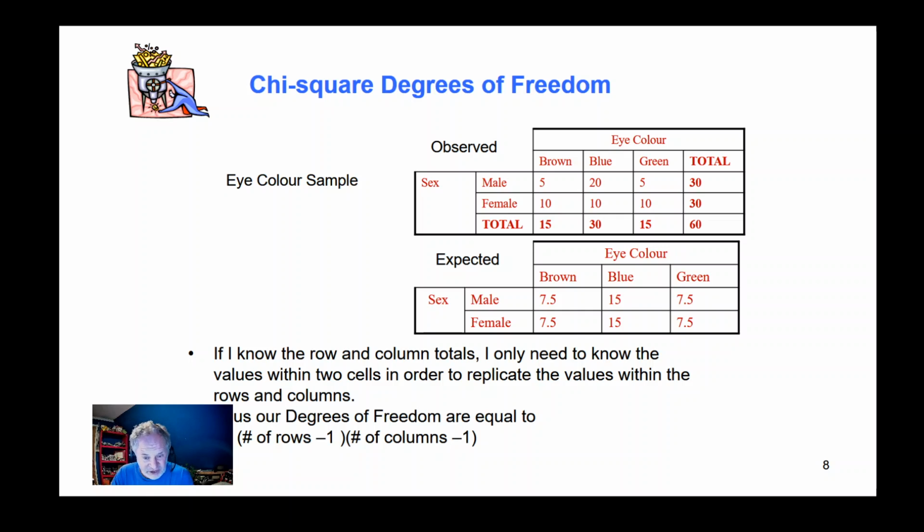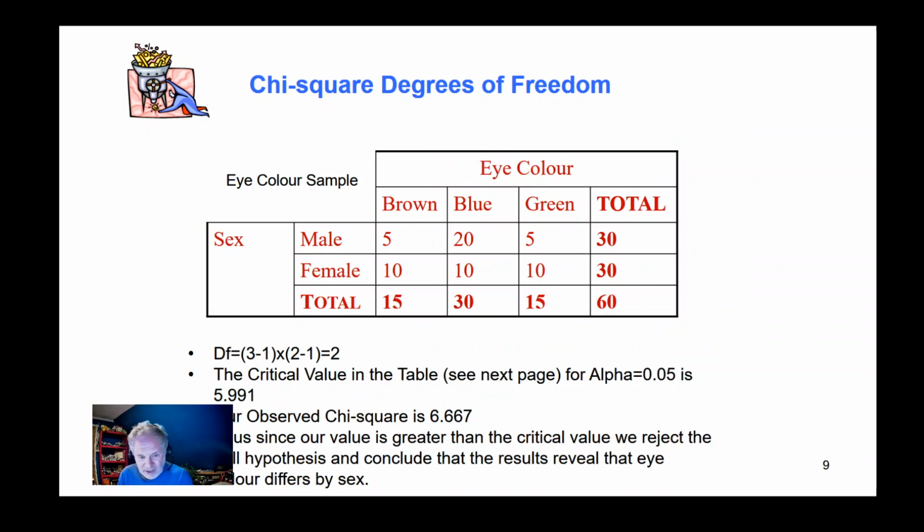The degrees of freedom in this case is the number of rows minus 1 times the number of columns minus 1. I have 2 rows, male and female, so 2 minus 1 is 1. I have 3 columns, the brown, blue, and green. 3 minus 1 is 2. 1 multiplied by 2 is 2. So my degrees of freedom are 2.